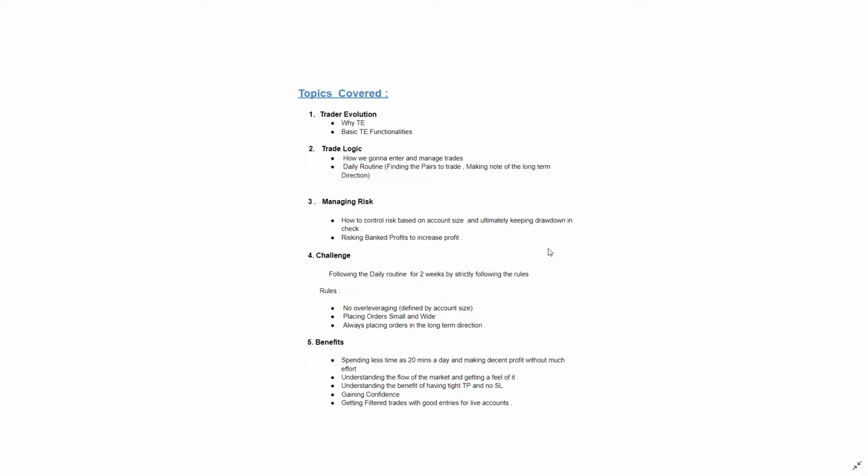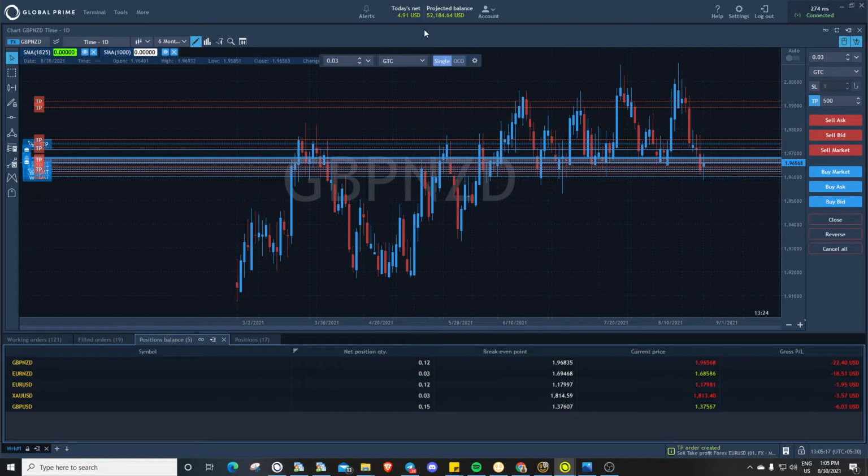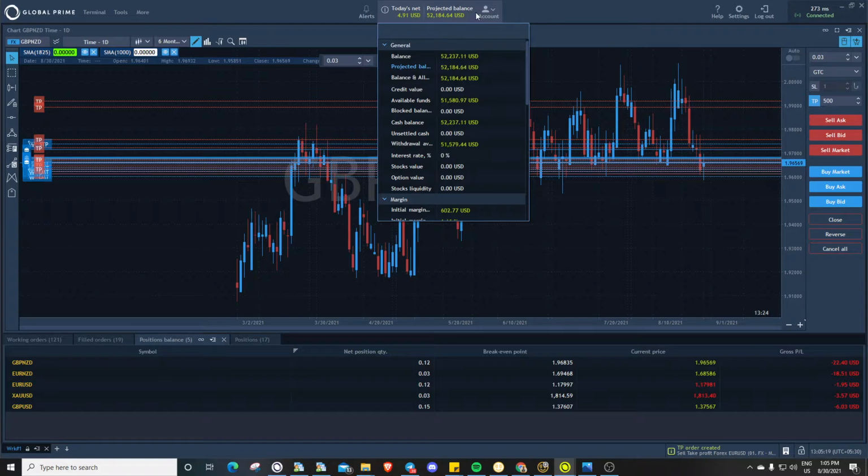So we can manage our risk by capping our lot sizes to our balance, and also by keeping our entries good. I'm going to show you how I manage risk on this account. This is a 50k account. I started with 50k, and I think it has been around a month on this account.